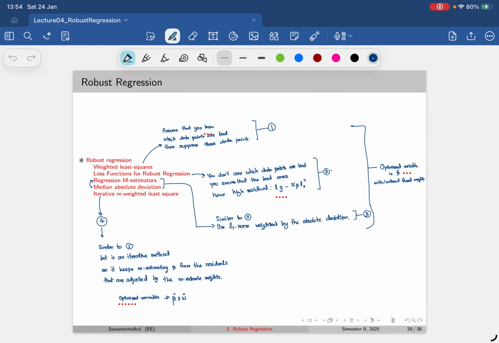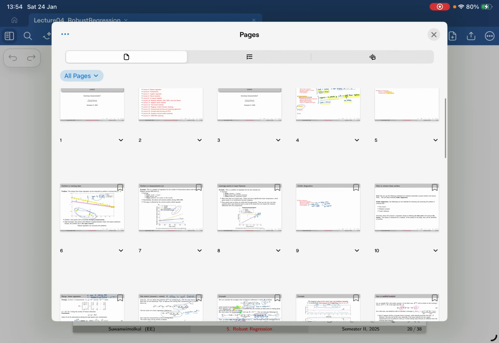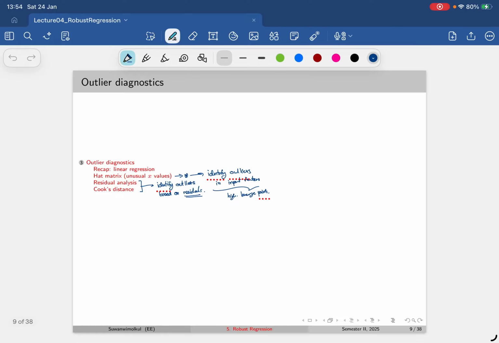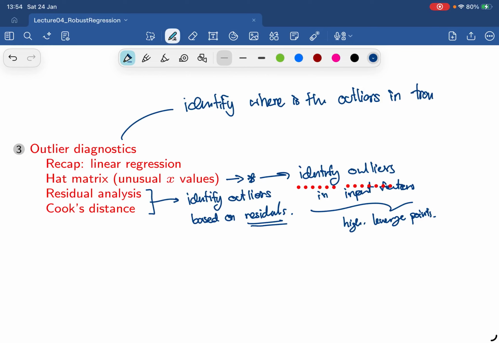So let's begin the second topic of today. That is the robust regression. And these techniques are different from what we talked about before, that was the outlier diagnostics. The outlier diagnostic is about identifying where the outliers are in training. And we talked about three methods: the hat matrix, residual analysis, and the Cook distances.